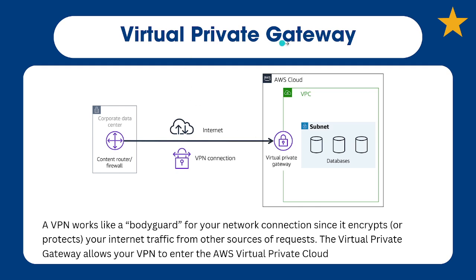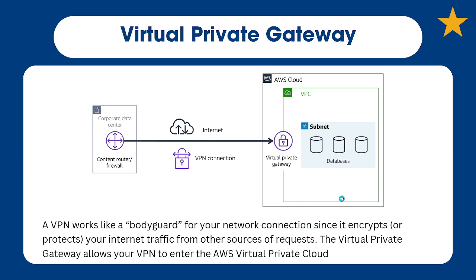All right, so this is how a virtual private gateway would work. So rather than having our client here on the left, we still have our VPC on the right. So this is where our application is hosted. In this case, we have some databases. We want to establish a connection between our virtual private cloud and our corporate data center, right? Our private network. To make this possible, we're going to use a VPG, or virtual private network. So this VPN connection works like a bodyguard for your network connection. So it's going to encrypt or protect.